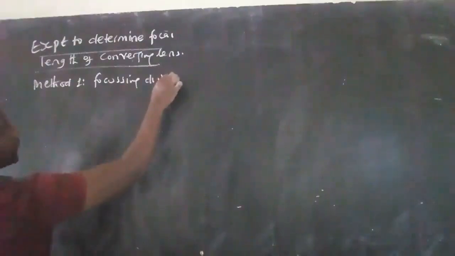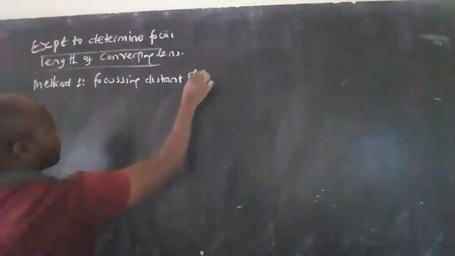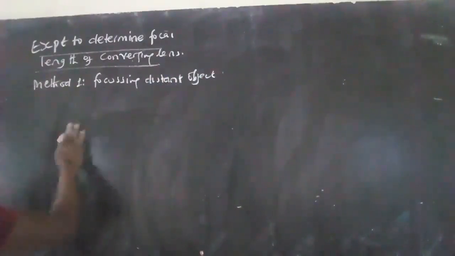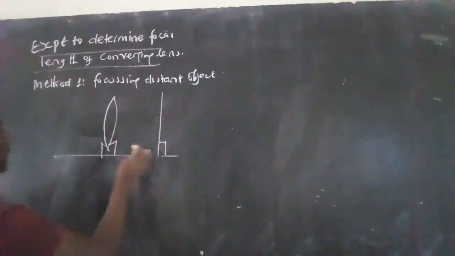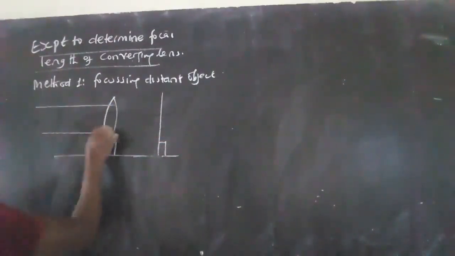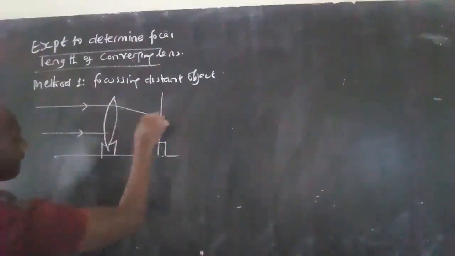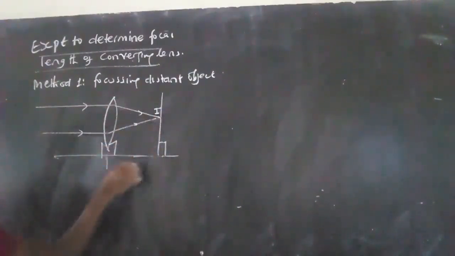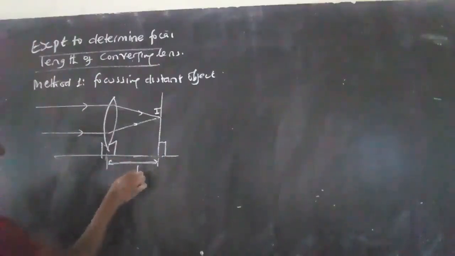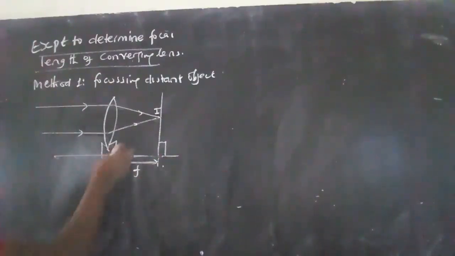Method one, focusing a distant object. So we have this. We have a screen here. The rays from a distant object. This is image I. The distance from here to here, we shall call the focal length. Here we shall say this is a screen.